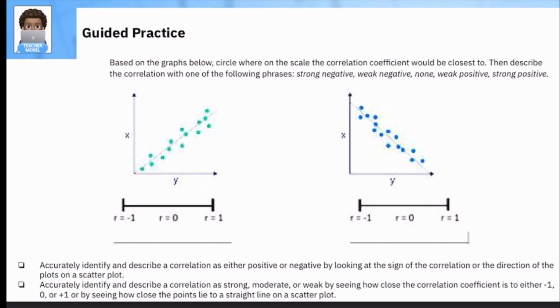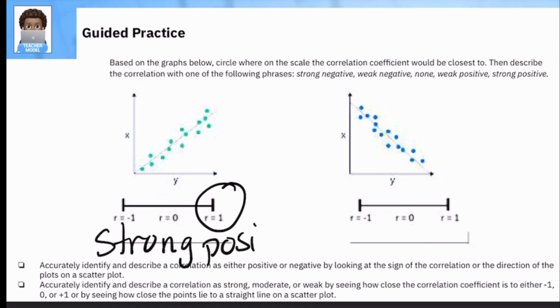Okay, so if you saw the first one, you can definitely see it is on the positive side. They are pretty close to a straight line, so it is close to R equal to 1. So this is a strong positive. Whereas the second one, it is a negative correlation, but they are again approaching a line where R is equal to -1. So this is a strong negative.